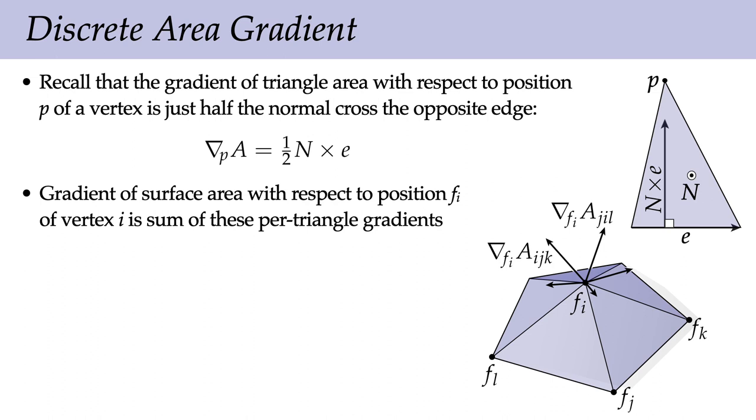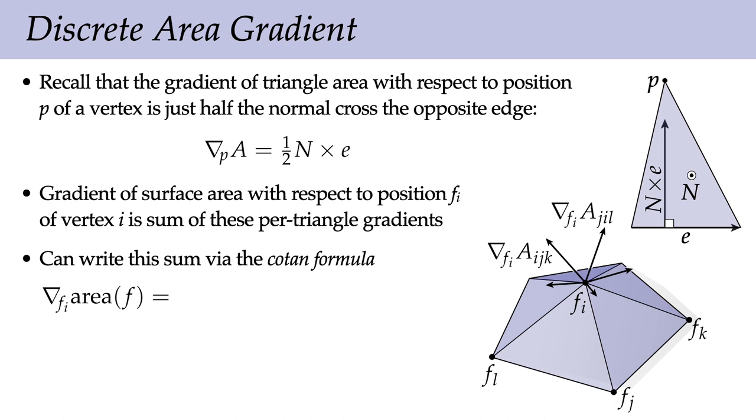Okay, and so a little exercise that's spelled out in the course notes is to write the sum of all these gradient vectors using the cotangent formula. So you can write the gradient of surface area with respect to the position fi of vertex i as the sum over all edges incident on i of 1/2 the sum of the cotangents of the two angles opposite ij, alpha ij and beta ij, times the edge vector, fi minus fj.